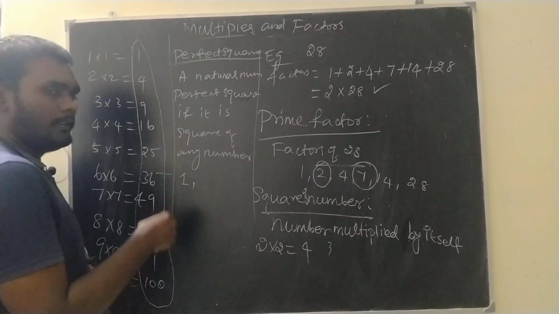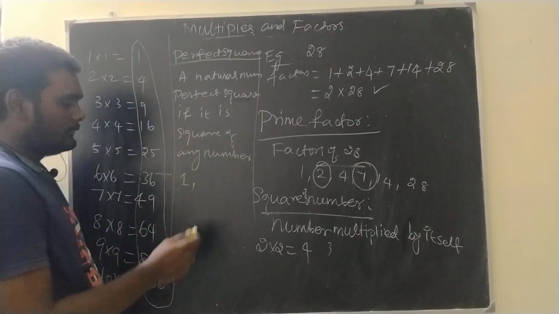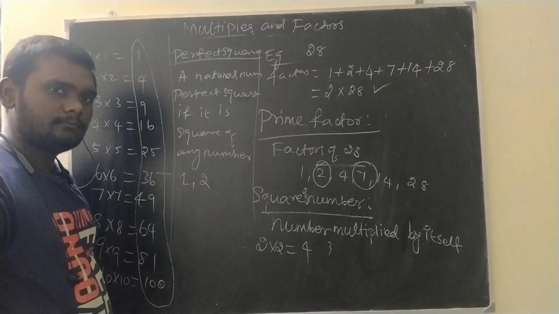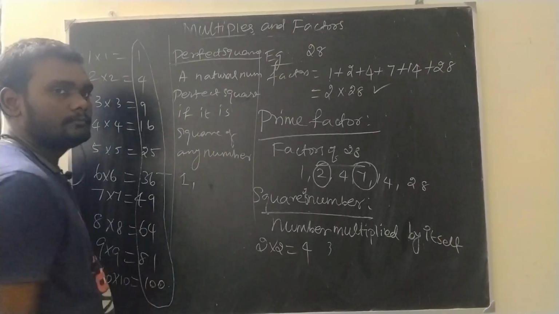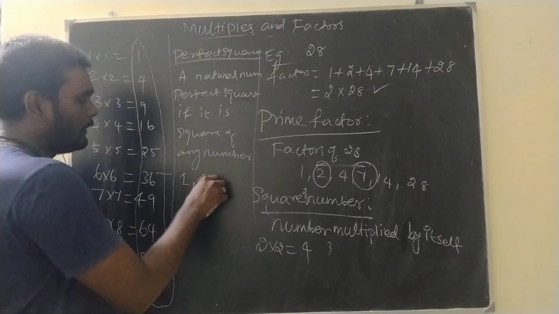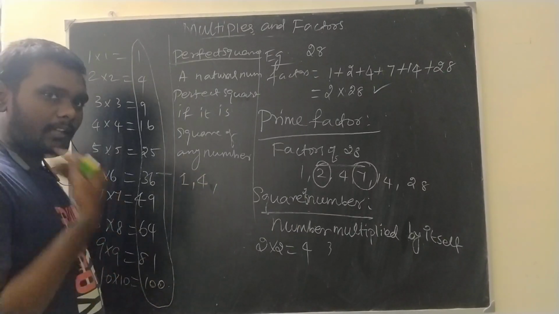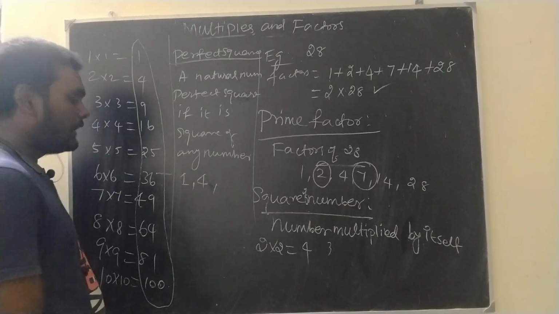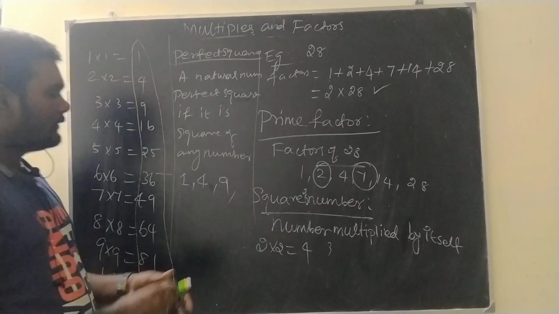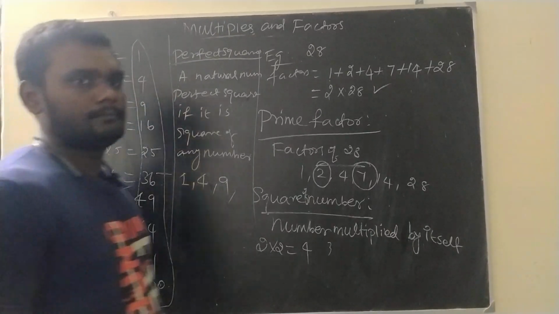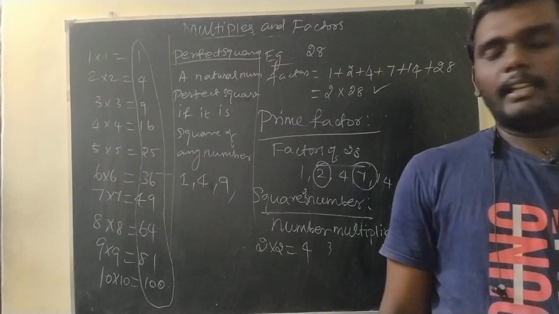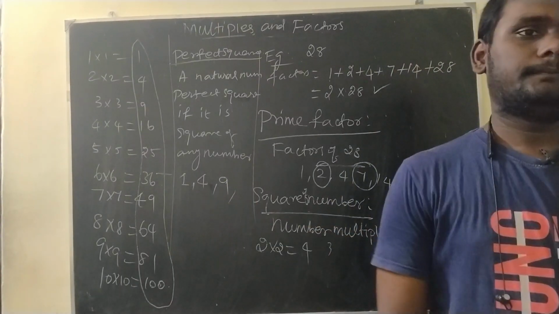So 1, yes, it is a square of a number. Is 2 a square of any number? No. 3? No. 4 is a square of 2. Likewise, 5 is not, 6 is not, 7 is not, 8 is not, 9 is the square of 3. So this is called a perfect square. Perfect square or square number.